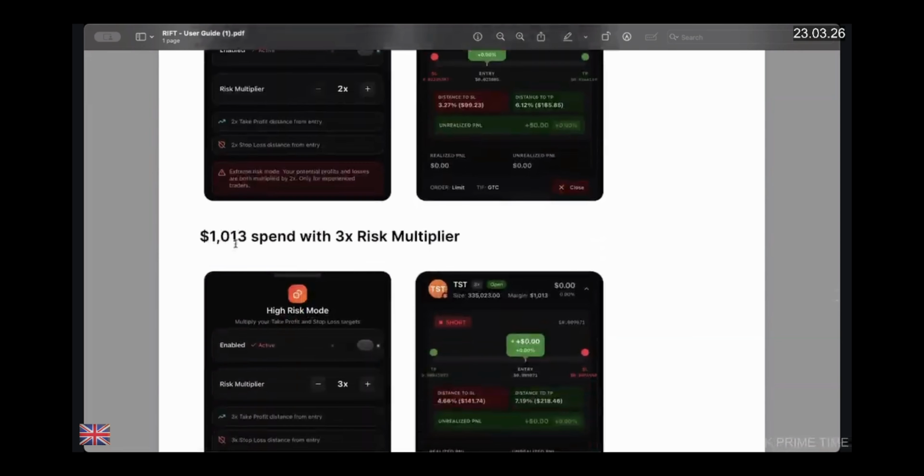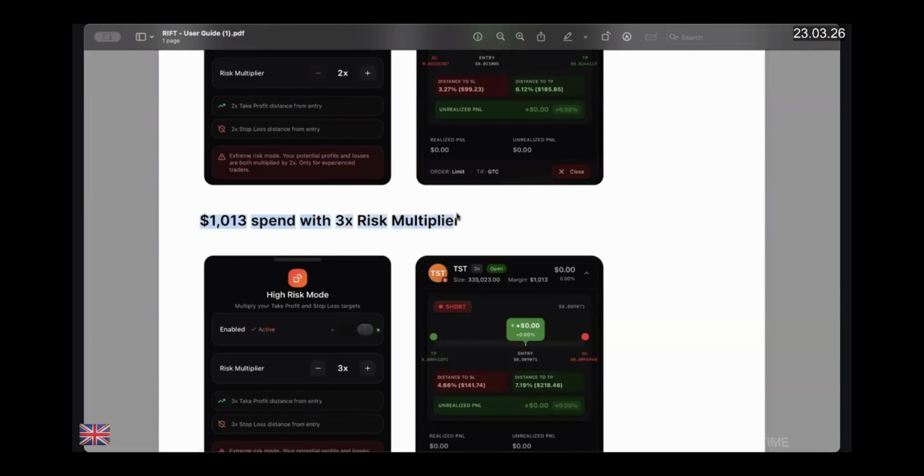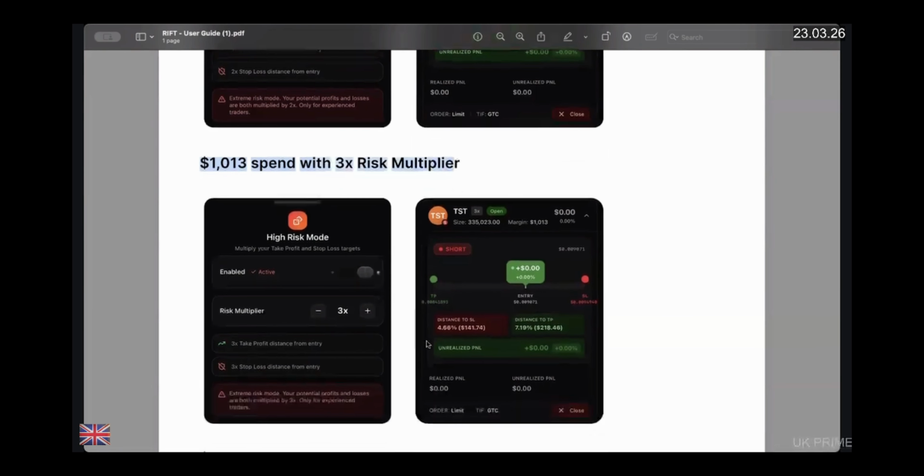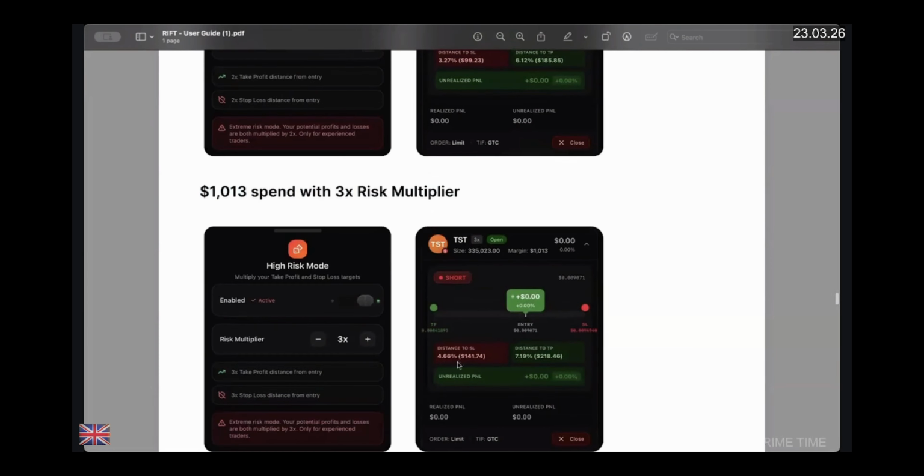So we will see now $1,013 spent with 3x. This multiplier almost doubles the stop loss point at $141, and the take profit point reaches $218.